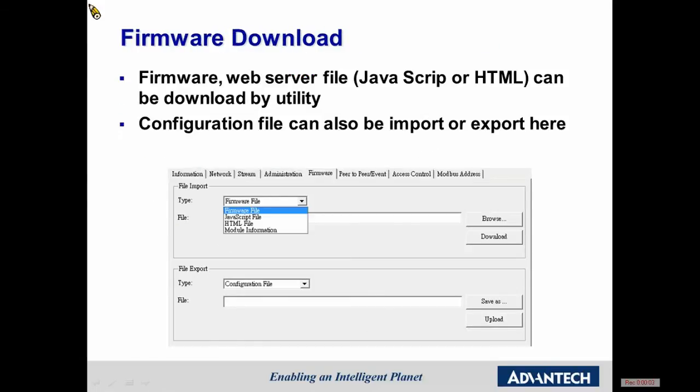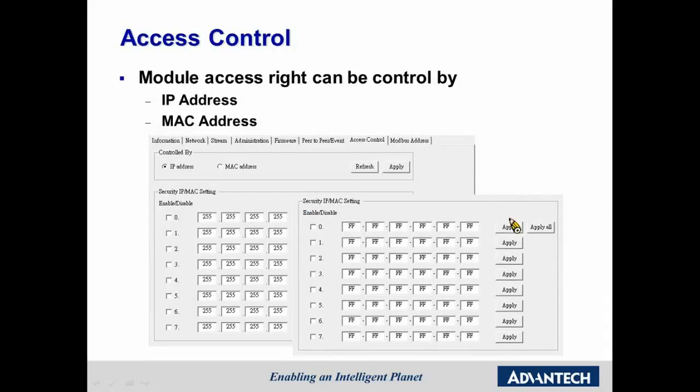Using the utility, you can download the firmware, the web server files, such as the JavaScript or HTML, and you can also import and export configuration files. Security access control allows you to prevent unauthorized use of the module or access to the module. And you can set this by IP address or MAC address. So even if somebody knows the password, they still can't get into the modules.